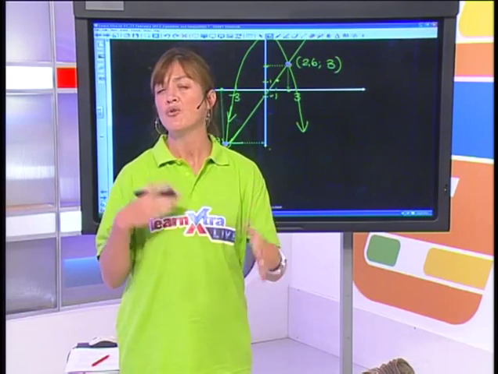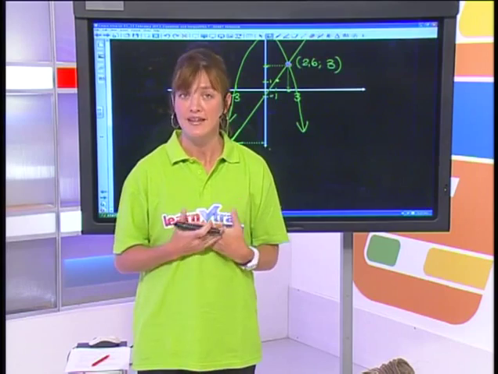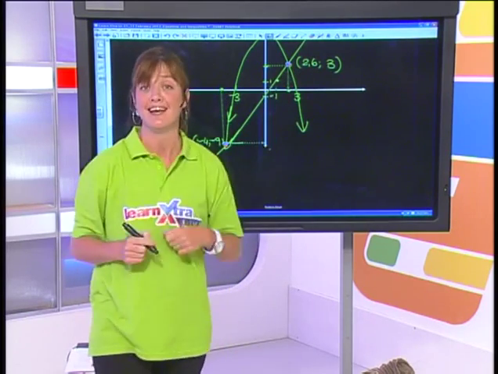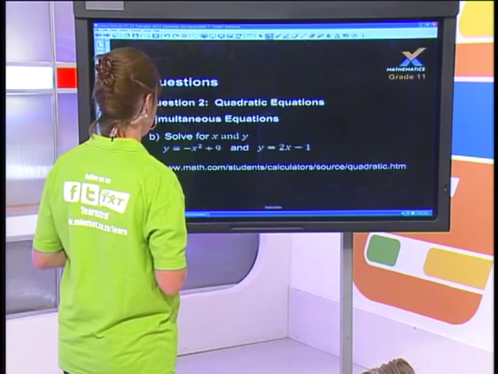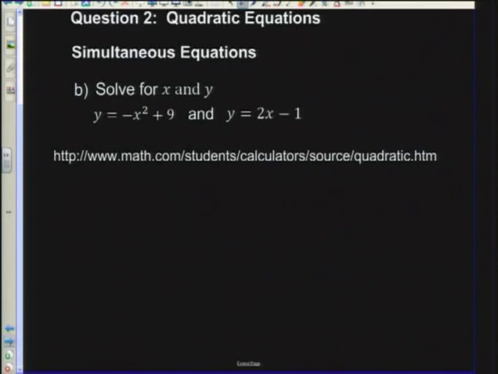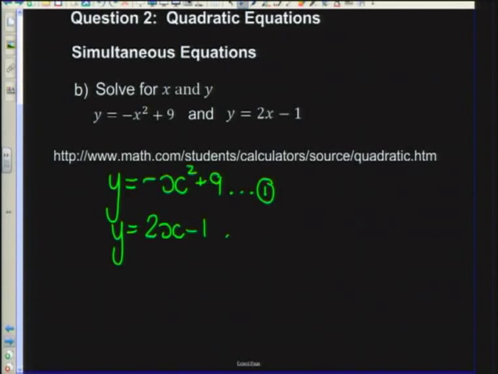Okay, so now that we know what we're looking for, let's use algebra and actually prove it, and see how close our estimations actually are to the exact answers. To prove them simultaneously, we're going to take both equations. I'm going to take my y equals negative x squared plus 9, and I'm going to take my y equals 2x minus 1. I'm going to call that equation 1, and I'm going to call that equation 2.